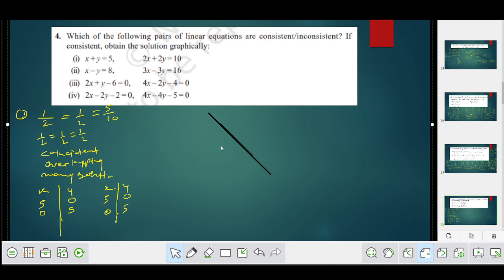Because both lines are same. Y equal to 0, then x equal to 5, so the points are 5 comma 0 and 0 comma 5. Okay, L1 and L2.